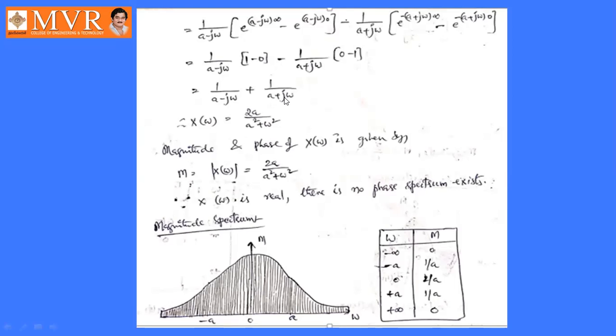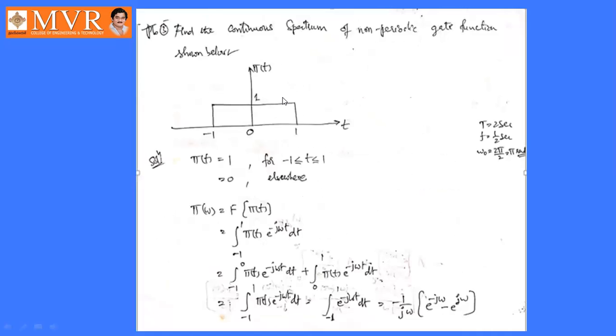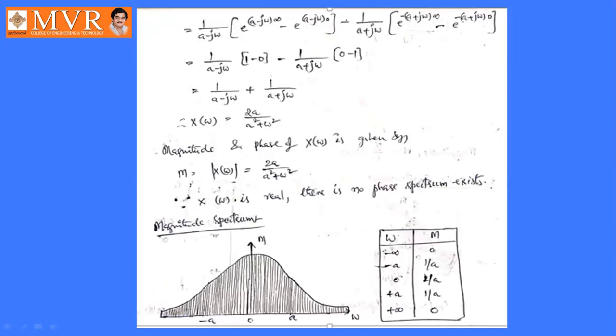A minus b into a plus b is a square minus b square. So here j square is nothing but minus 1, so that it will become a square plus omega square. So it is 2a by a square plus omega square.